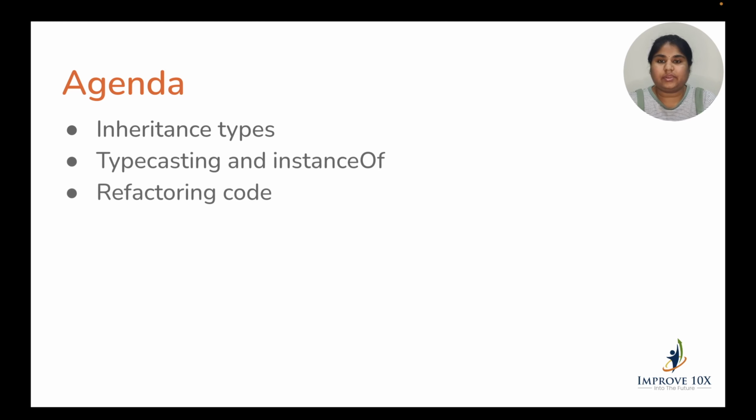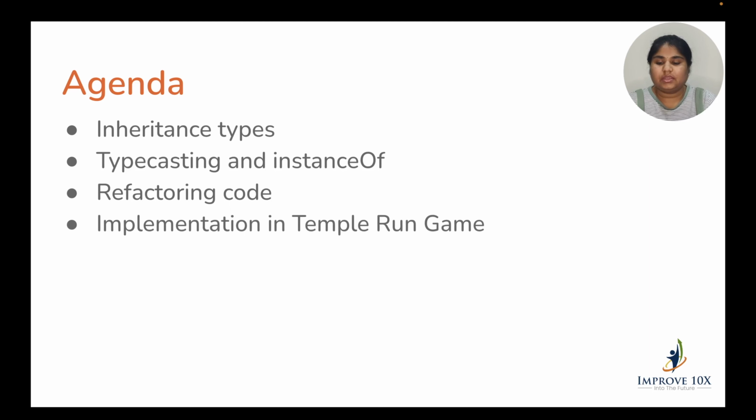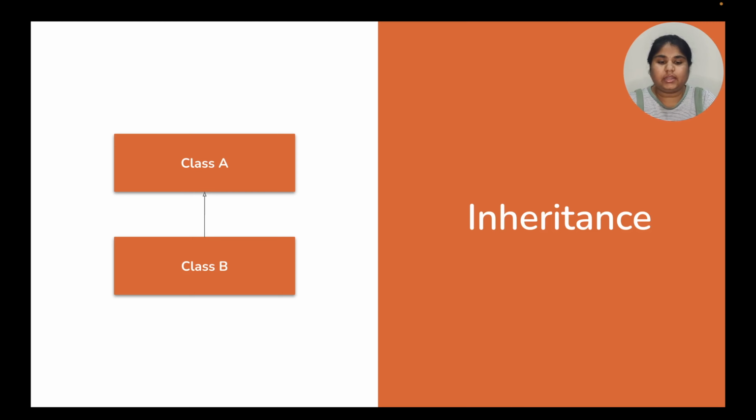Then we are going to refactor the code that we completed in our last session, which makes our code better. And finally, we are going to implement in the Temple Run game the different kinds of inheritance types we will be learning today. So, to recap, inheritance is nothing but a way of acquiring the properties and behaviors of a class. And we already discussed what a superclass and subclass are.